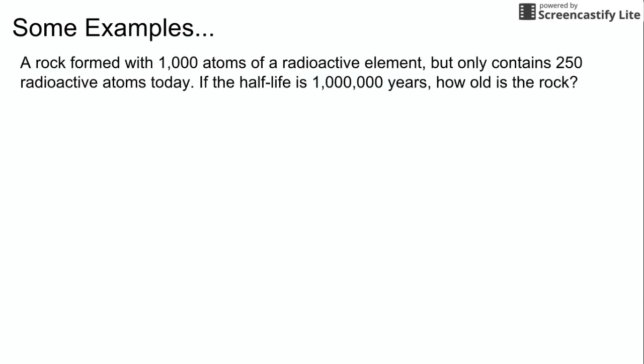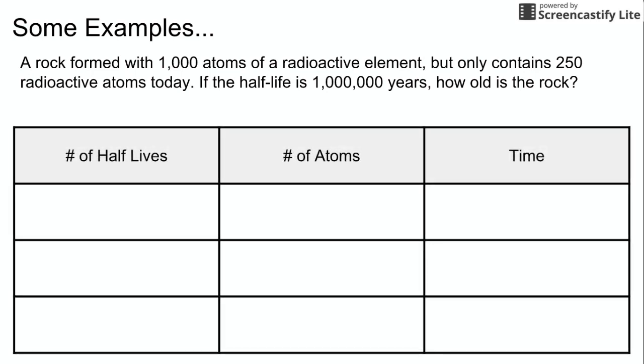Time for a second example. A rock formed with 1,000 atoms of a radioactive element, but only contains 250 radioactive atoms today. If the half-life is 1 million years, how old is the rock? Once again, we're going to make a chart. This time we have to solve for the age, so we're going to solve for the time column.